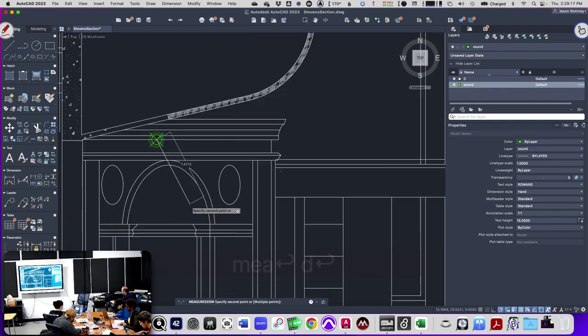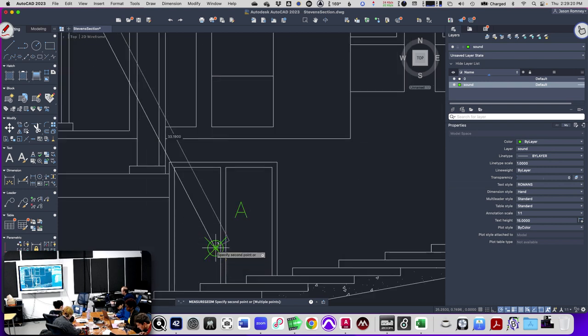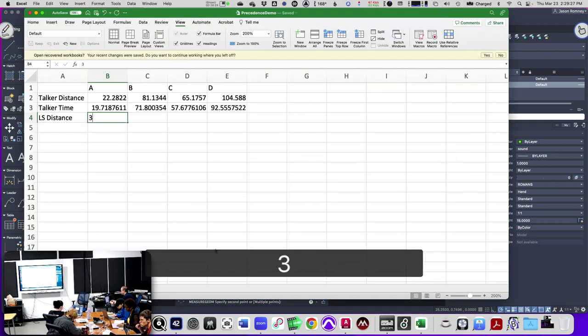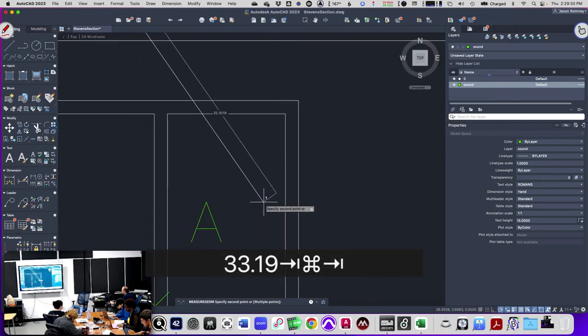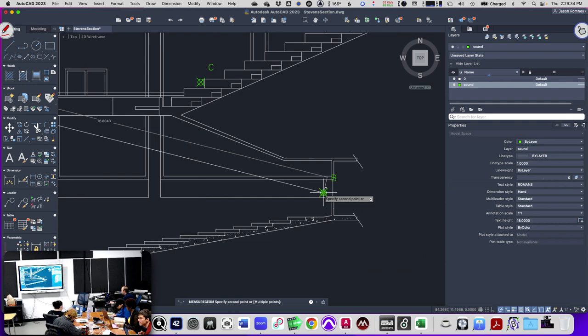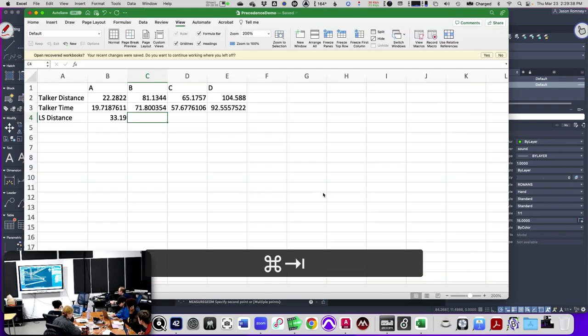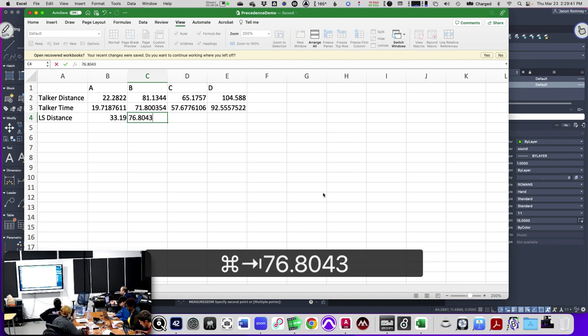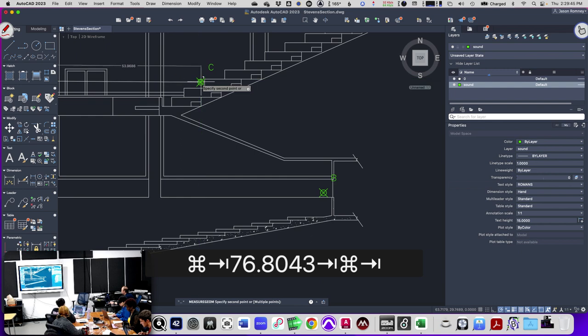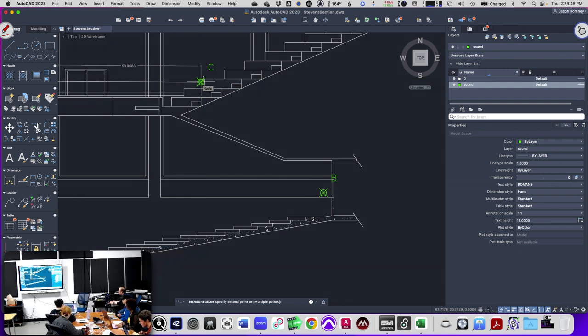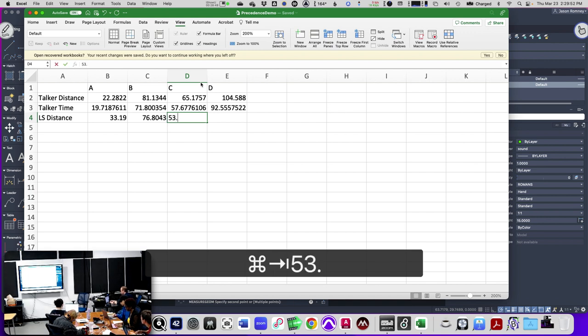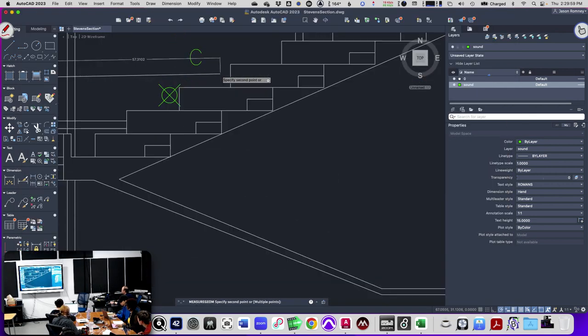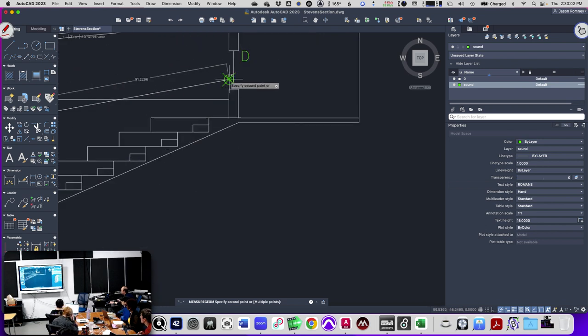So let's see, to the front row, seat A, it is 33.19 feet. To the back row is 76.8043. To seat C, it is 53.9686. And to the seat D is 91.2266.